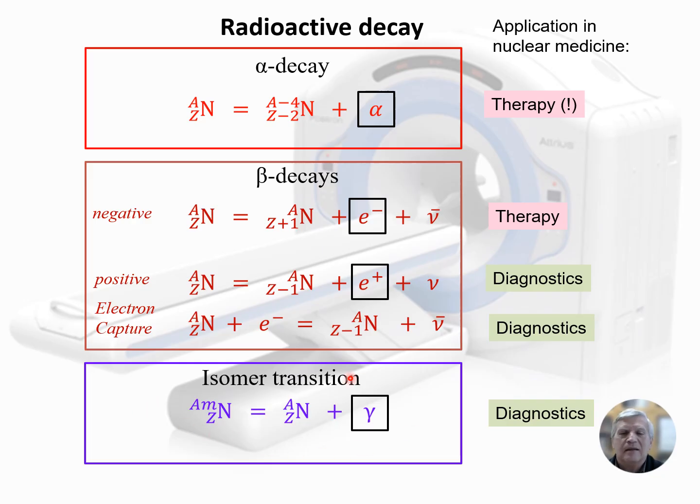This is not a third type of nuclear radioactive decay, because the situation is that once you have alpha decay or beta decay, most probably the resultant nucleus is not a ground state nucleus, it is excited. And once this excitation disappears, there is an emission of a gamma quantum. And this gamma quantum can be easily used for diagnostics.